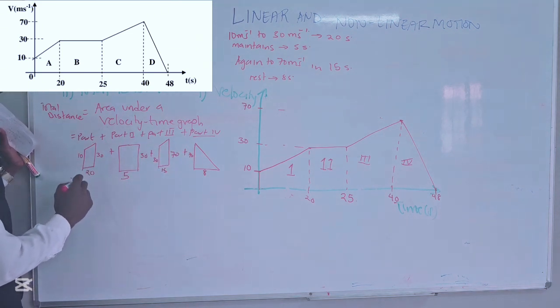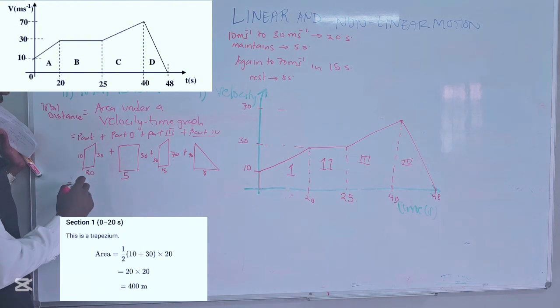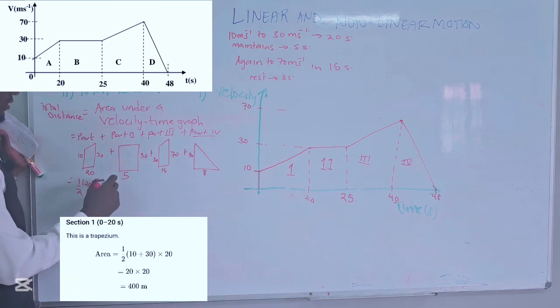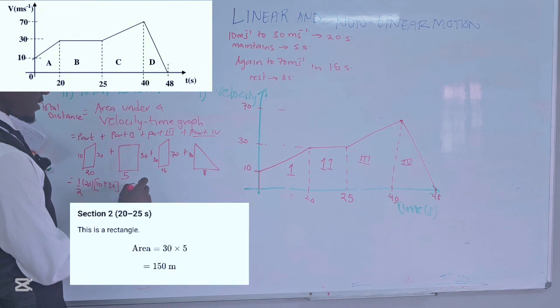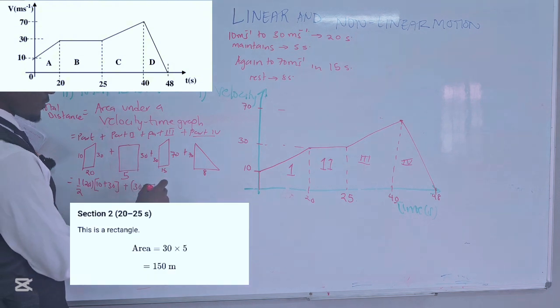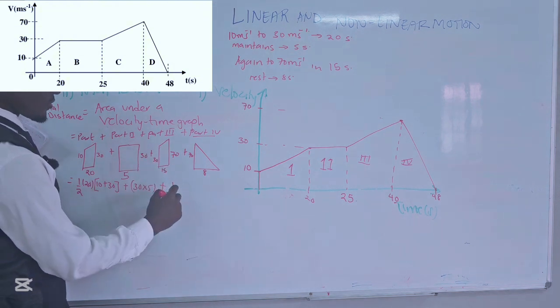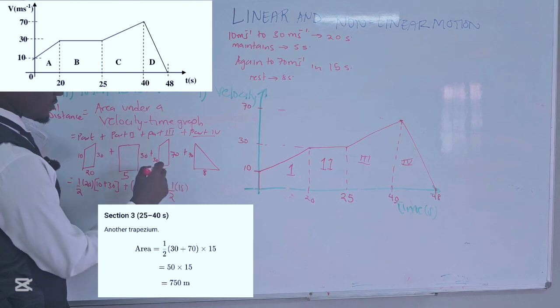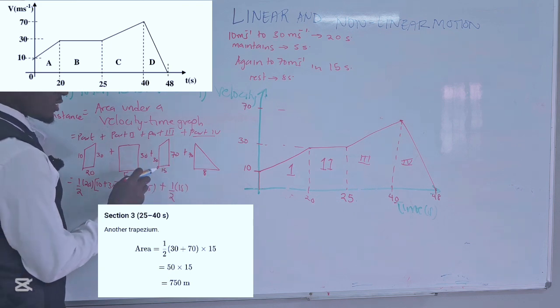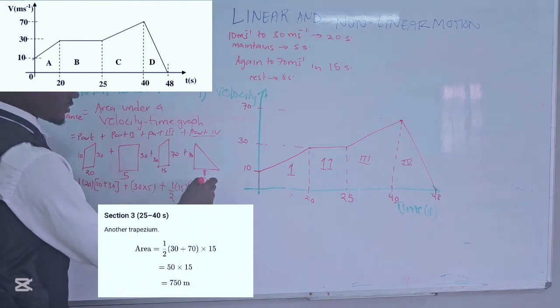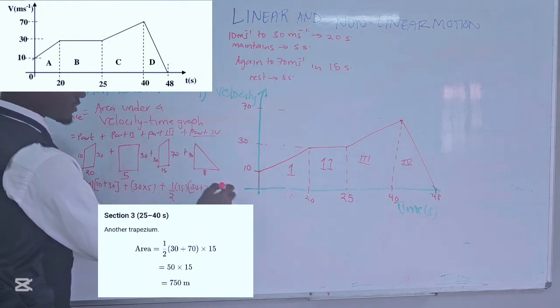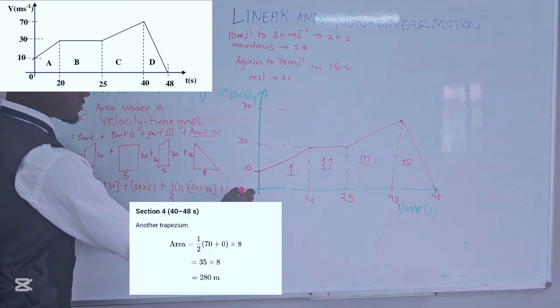For part 1, this is a trapezium. This is a half times the height, which is 20, into the shorter side plus the longer side, plus length times width, that is 30 times 5, plus again a trapezium, that is a half times 15, the height, into 30 plus 70, then plus a half times the base times the height.